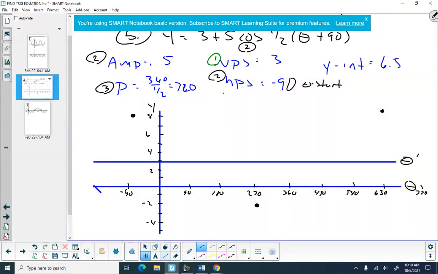Halfway between a peak and a valley, our games of halves, we're going to cross the prime axis. Or a valley and a peak will cross the prime axis. So the next two with the cosine curve, the two games of halves, are going to give me where I cross the prime axis.